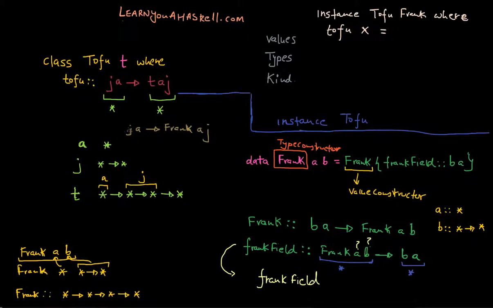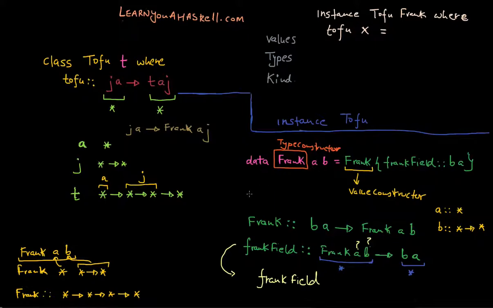And so what I'm saying now is that if I have some value of type JA, I need to give back another value that happens to have a type of Frank AJ. Now, how do I create some value that happens to have a type of Frank AJ? I can create anything of type Frank AJ by going to the type definition of my class Frank and looking at the value constructor, because this entire value in green has a type of Frank AB.